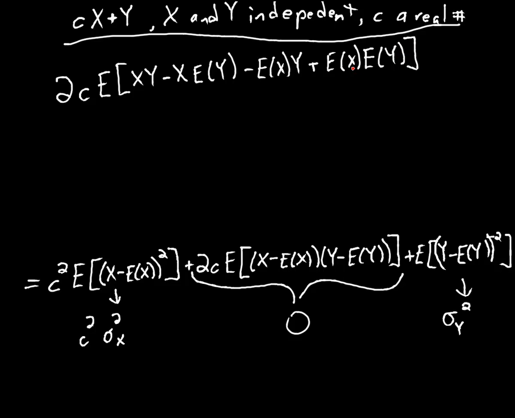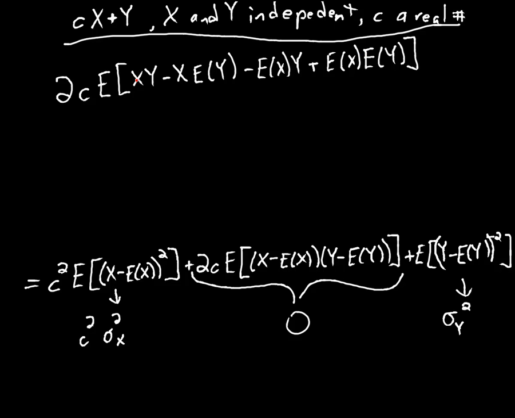Now the expectation of a random variable, like expectation of x or expectation of y, that's a constant. Okay, it's not itself a random variable. For example, the expectation of a Bernoulli random variable is p. A p is a number, it's not a random variable. So this is just a constant, this is just a constant, and this is just a constant.